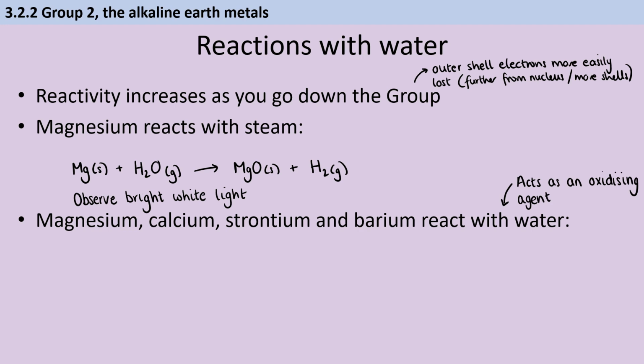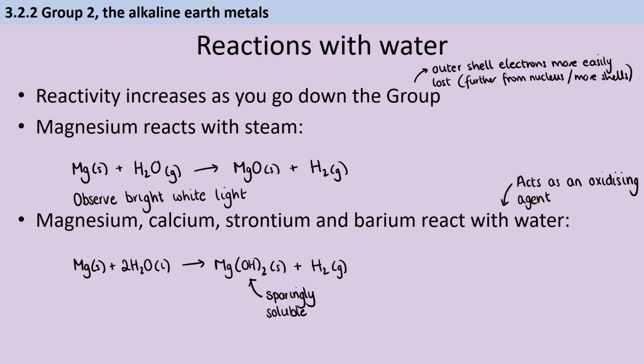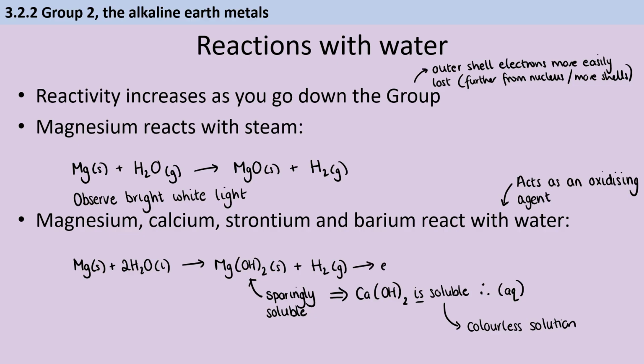Then when magnesium, calcium, strontium and barium react with liquid water, it's acting as an oxidising agent. So the magnesium is going to react with liquid water to make magnesium hydroxide and also hydrogen gas. That magnesium hydroxide would be a solid because magnesium hydroxide is sparingly soluble, so it's not really going to go into the solution. We know it's a tiny bit soluble because the pH is going to change by a tiny amount, but not by nearly as much as we would see if we had, say, calcium hydroxide, which is soluble and therefore would have the state symbol aq. Calcium hydroxide is a colourless solution, but you are also going to be able to see some bubbles or effervescence from the hydrogen gas.